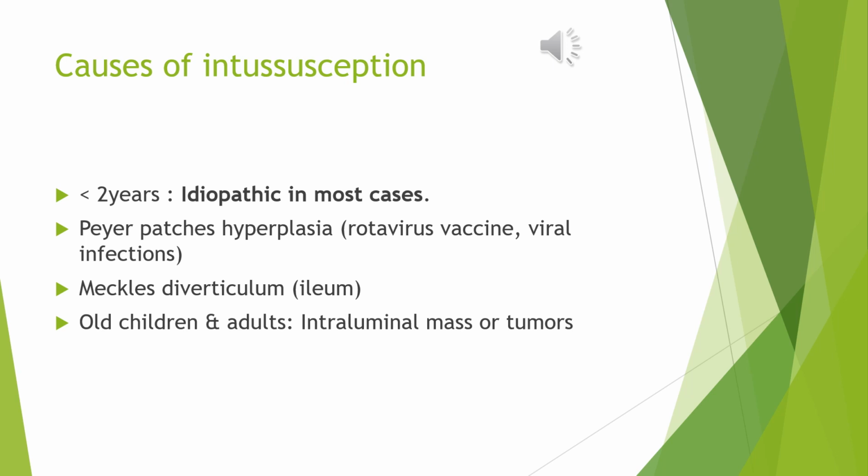In older children or in adults, you always have to suspect an intraluminal mass or a tumor to be the leading cause of intussusception, because intussusception is not common in that age group. So whenever we see an intussusception in an adult, we should think of an underlying cause, a mass or a tumor, as the leading point for the intussusception.